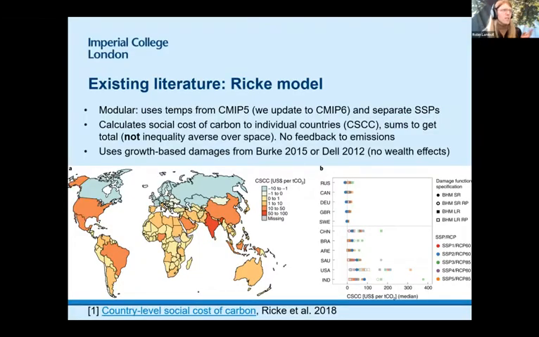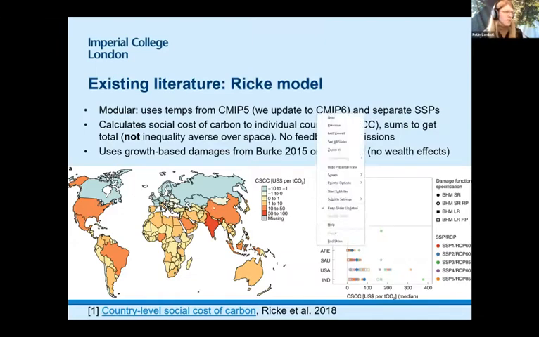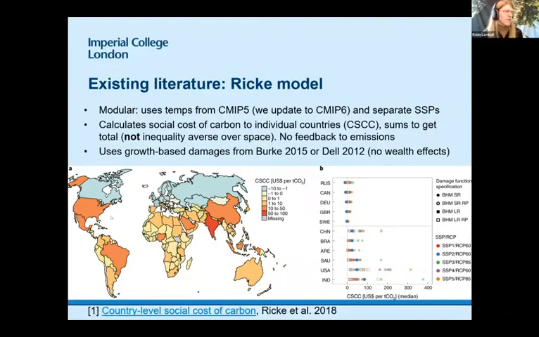It natively uses the growth-based damages from either the Burke paper or the Dell paper, both of which we've seen before already. And so it produces individual numbers for each of the countries to say how much those individual countries, in a self-interested sense, should spend on reducing carbon dioxide emissions.